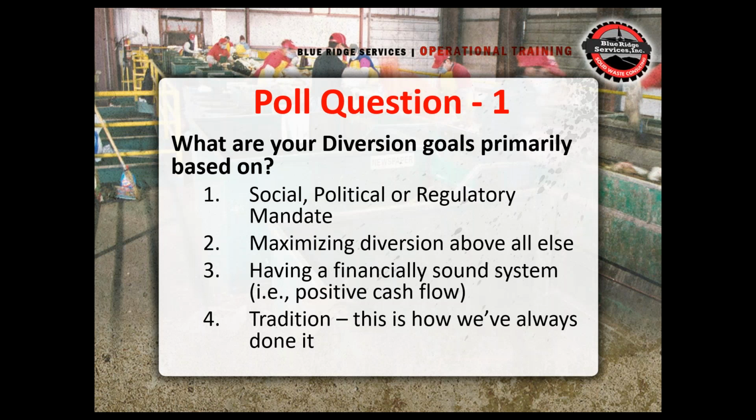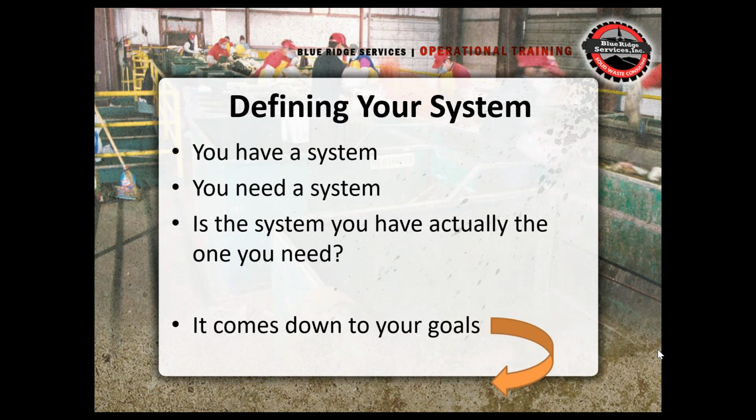So you have a system and you need a system, but is the system that you have actually the one that you need? There were many MRFs, many recycling facilities built across the country, across North America, because that was the thing to do. So we had to have a system, so we went out and we built one. And oftentimes, not maybe the majority of times, but often enough that it was a problem, those systems were built without clear goals being established. We just knew we needed a MRF and we're going to recycle a bunch of stuff and let's get on with it.